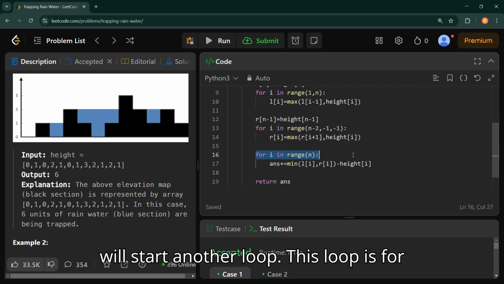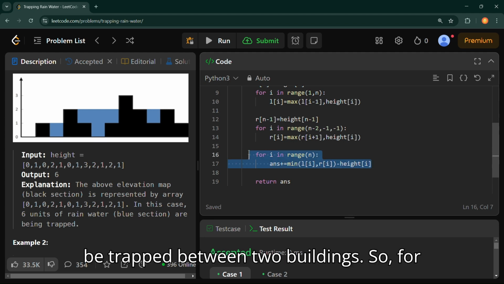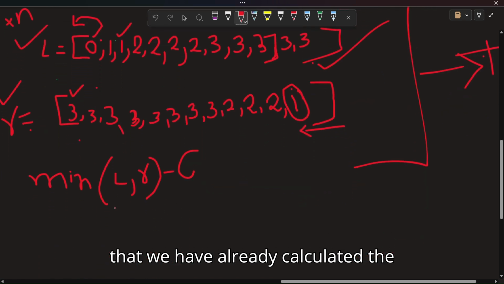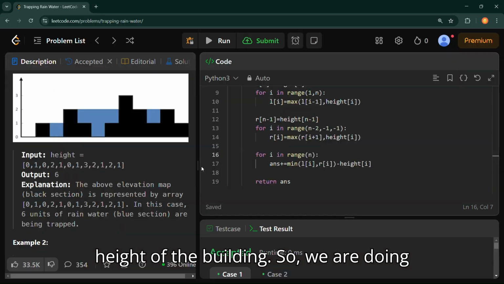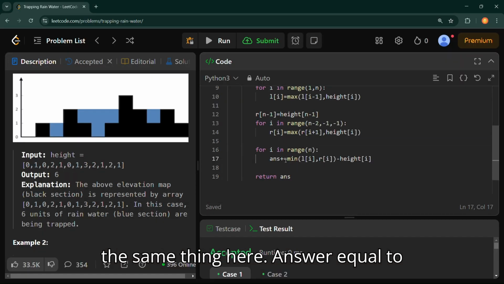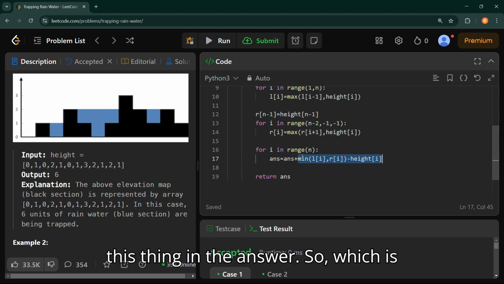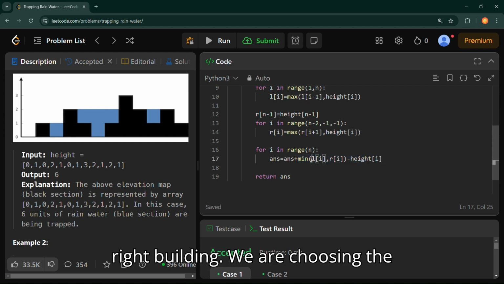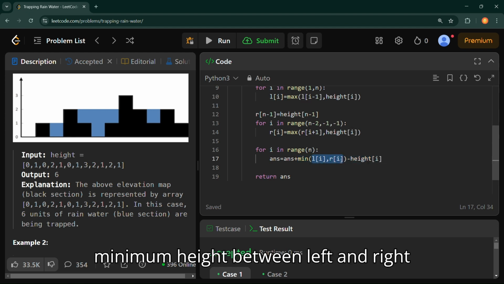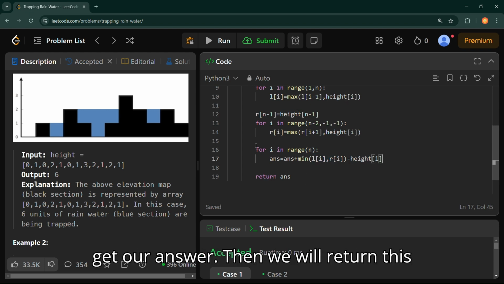Now we will start another loop. This loop is for calculating the amount of water that will be trapped between 2 buildings. For that, we have already calculated the formula, which is the minimum of left and right, and we will subtract the current height of the building. So we are doing the same thing here. Answer equals answer plus this thing every time, which is 0 plus the minimum height of the left and right building. We are choosing the minimum height between the left and right building and we are subtracting it from the current height. After that, we will get our answer.